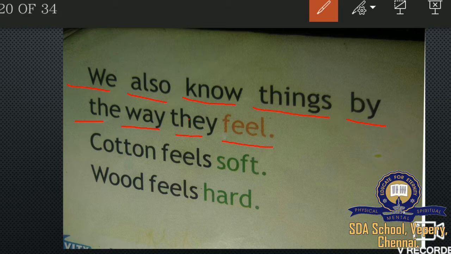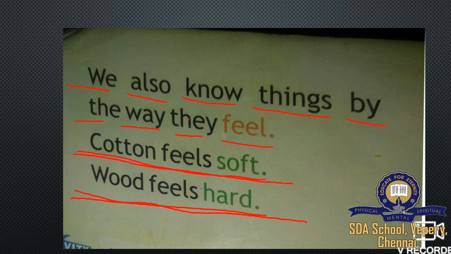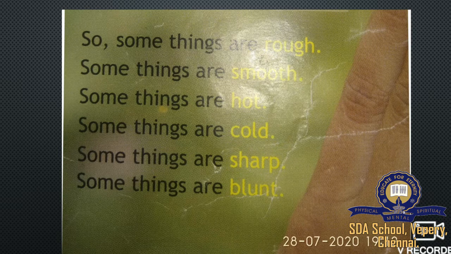What example is given over here? Cotton feels soft, wood feels hard. We can differentiate things with the help of how we feel the things. Shall we go to the next content? This is the last part of the lesson.